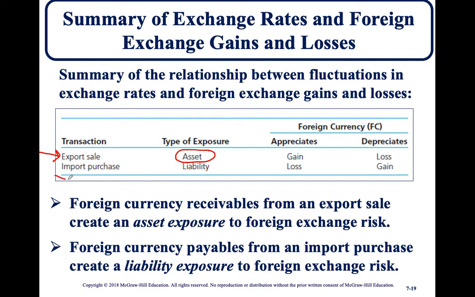And then the opposite is true if I'm an importer. If I'm an importer, I'm buying from other countries, I'm going to have an accounts payable, which is a liability. And so if the foreign currency appreciates, that means I'm going to have to pay more. And if I pay more, that is no good. And so I'm going to have to recognize a loss. But if the foreign currency depreciates, I'm going to have to pay less, which is good. And so I'm going to recognize a gain. So we need to understand, do we have an asset exposure if I'm an exporter, or do I have a liability exposure if I'm an importer?